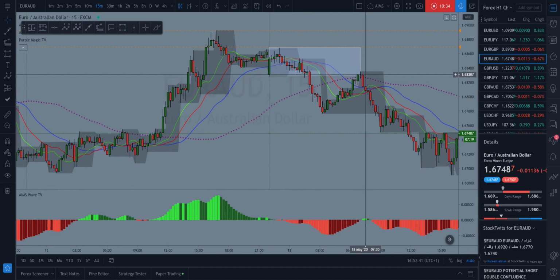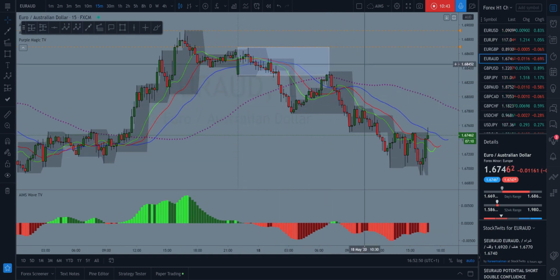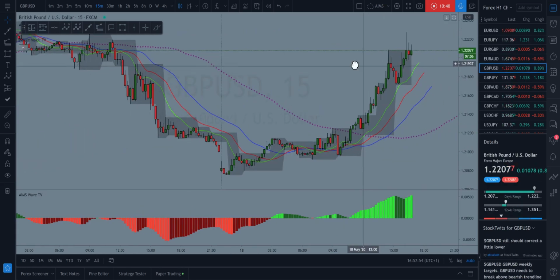These are very interesting observations as well. As you can see, price breaks this range, comes down, comes back to it, retests it, and then drops. That pivot zone. Very interesting things to watch out for. Pound dollar.